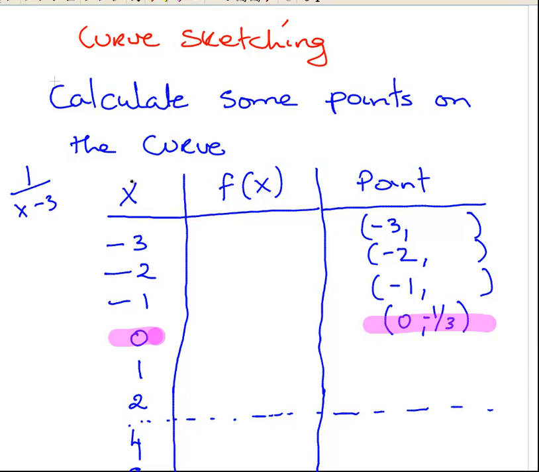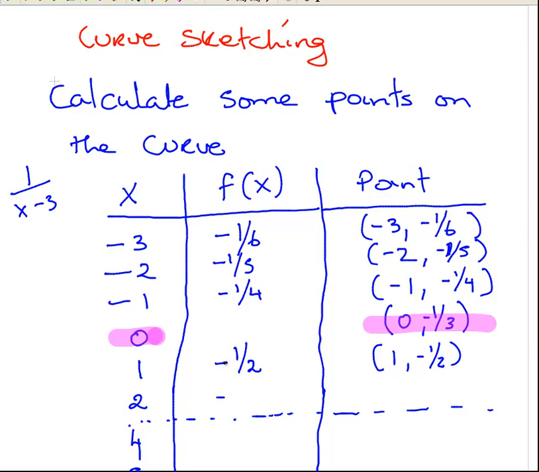So for x equals minus 3, we get 1 over minus 3 minus 3, that's minus 1/6. So (minus 3, minus 1/6). Minus 2 gives minus 2 minus 3, so that is minus 1/5. Minus 1 gives 1 over minus 4, that's minus 1/4. So those are the various points, then minus 1/3 at 0. For x equals 1, 1 over 1 minus 3 is minus 1/2. So we have (1, minus 1/2).